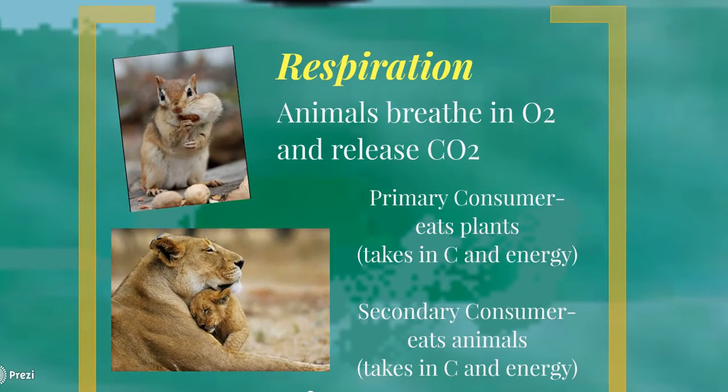From there, animals, the opposite, animals breathe in O2 and release CO2. They put CO2 back into the atmosphere. Primary consumers, these are things that eat plants, take in carbon and energy. Secondary consumers, they eat animals, and they still take in carbon and energy. So from plants, it goes to animals.